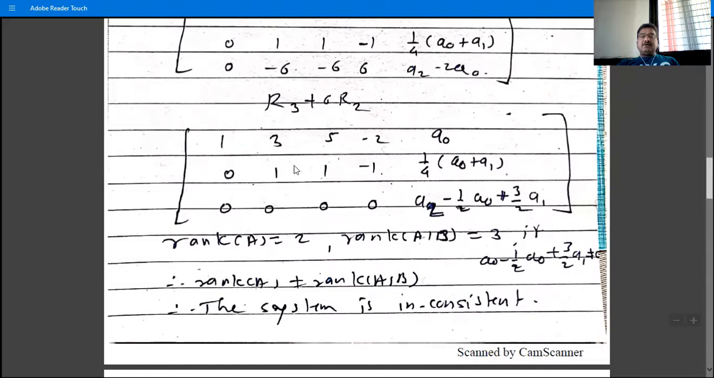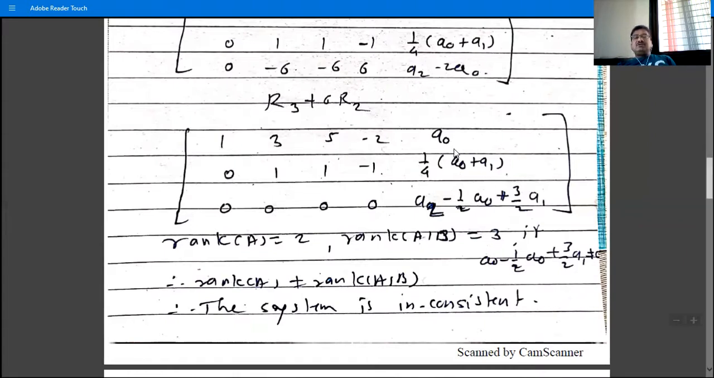After cancelling the last column, the remaining matrix is the echelon form of the matrix A. How many non-zero rows are in this matrix? This is non-zero, this is non-zero, but the last row is 0. So the rank of A is 2. And this whole matrix is the echelon form of the augmented matrix [A | B].